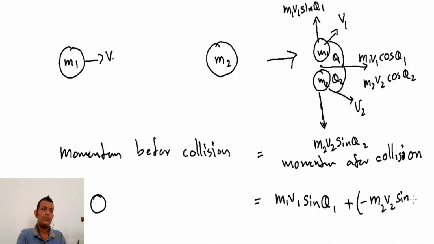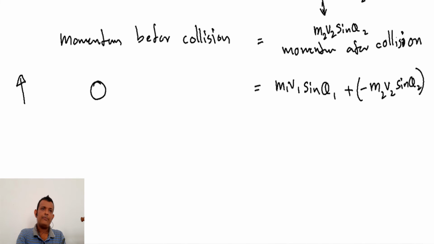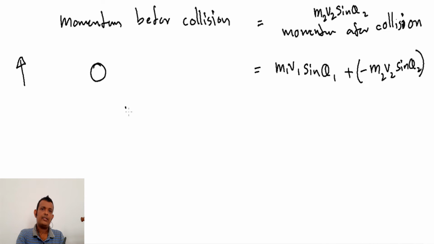From this I can obtain m1 v1 sin theta 1 equals m2 v2 sin theta 2. This is my first equation.